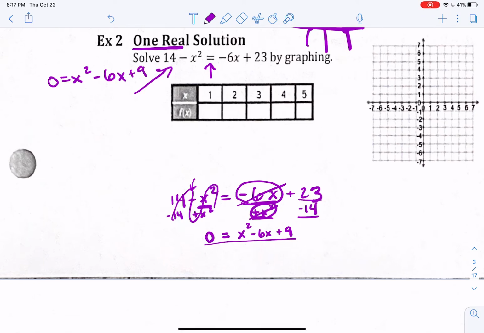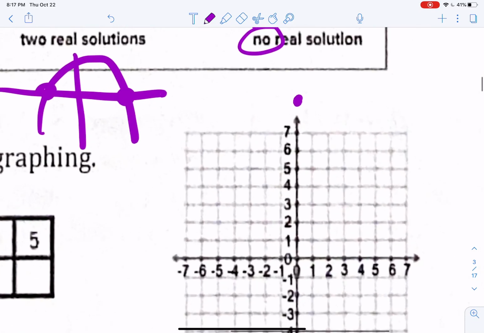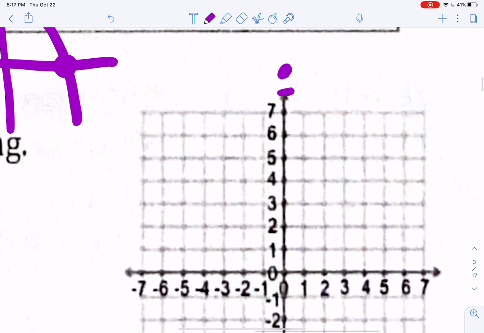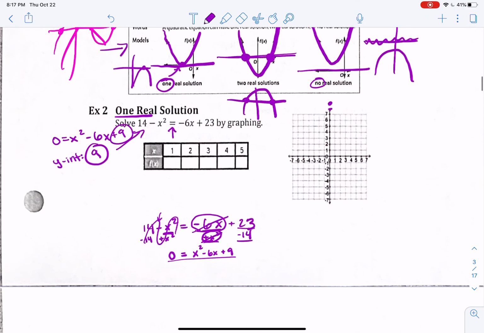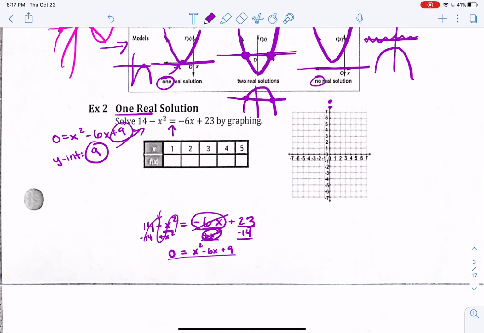Okay, then let's go ahead and find the vertex. Well, let's find the y-intercept first. The y-intercept, if you haven't figured that out already, is 9. So 9. The y-intercept is way up here. I'm putting it on my graph. Here's 8. There's 9. 9 is my y-intercept. Okay, then I'm going to find the vertex.